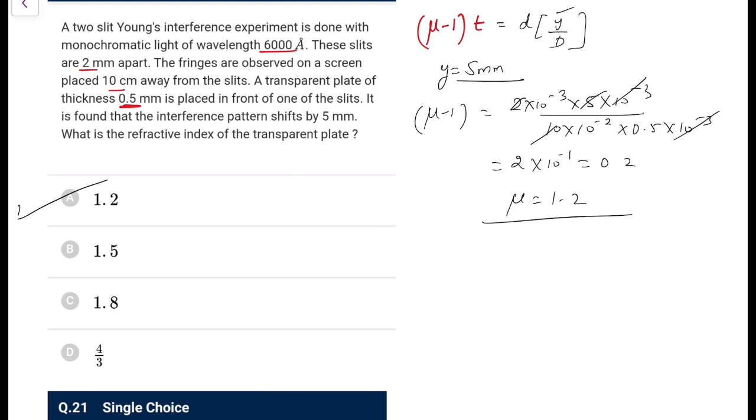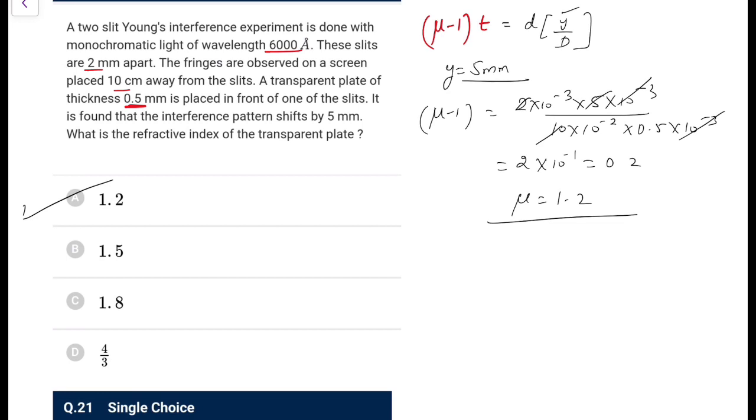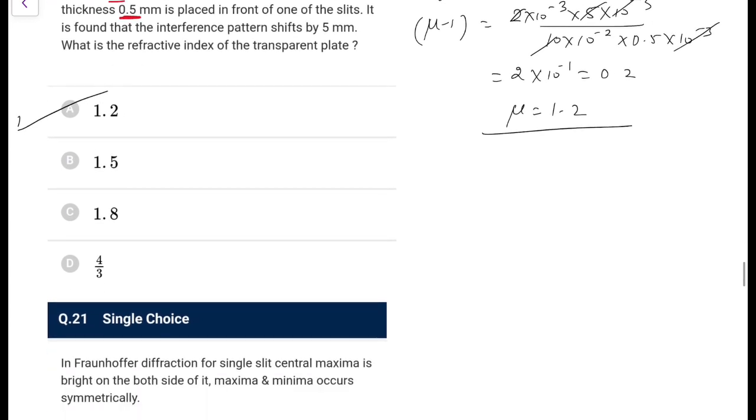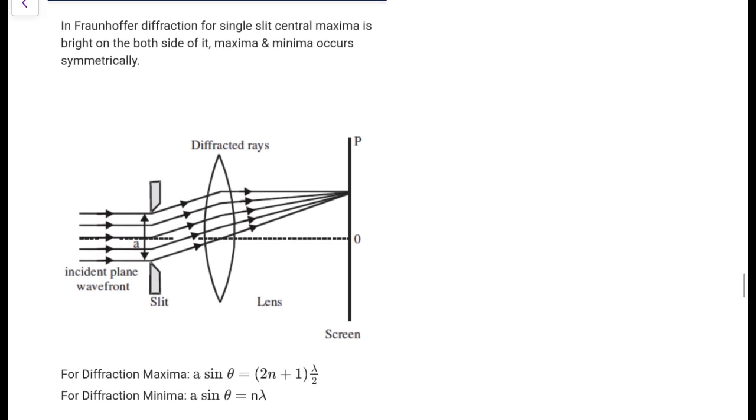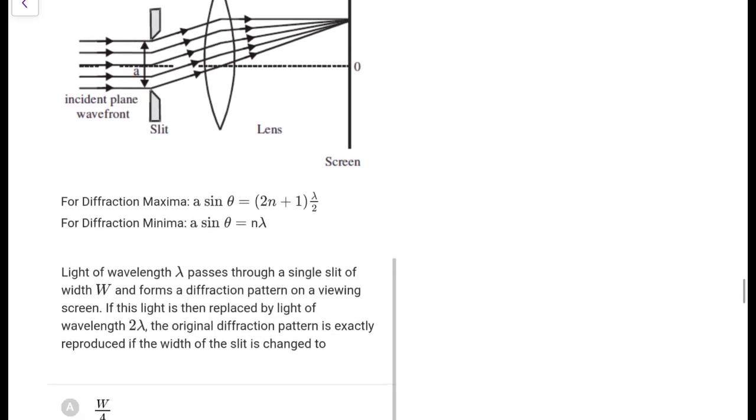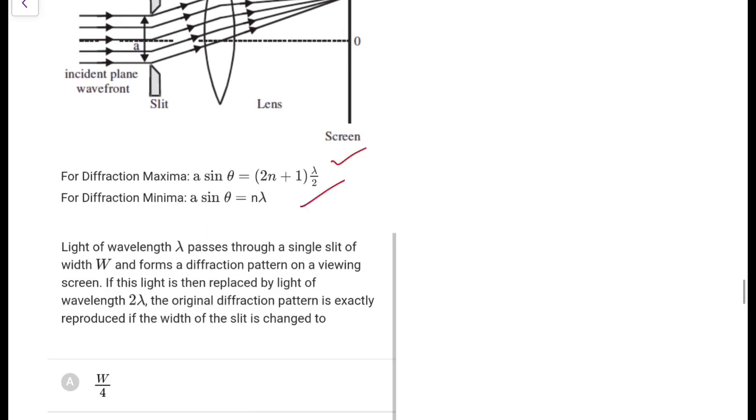People usually remember the direct formula for shifting. You can use that. I am using the basic path difference and equating it to the amount shifted. Next, basically I have checked the location of central maxima. In a Fraunhofer diffraction for single slit, central maxima is obtained, and on both sides of it maxima and minima occur. For diffraction maxima, for diffraction minima, you know this.